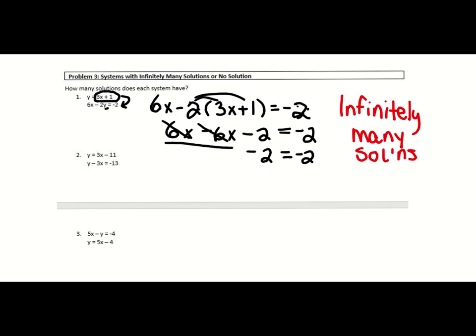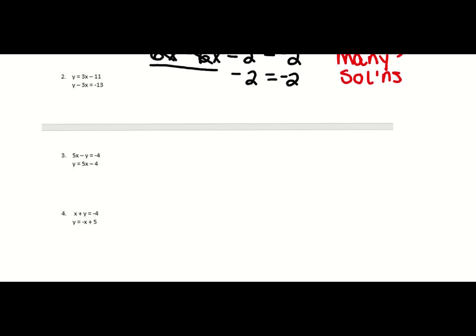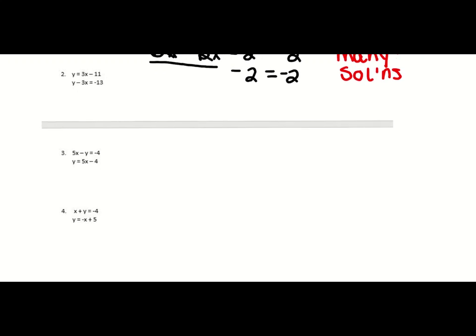Taking a look at number 2. Number 2 says y equals 3x minus 11 and y minus 3x equals negative 13. I'm going to move this up a little bit so that one can become our focus. And we're going to solve this equation the same way we've been solving systems all week. I'm going to use the equation that says y equals 3x minus 11, and I'm going to plug the 3x minus 11 into the other equation. Specifically, I'm plugging it in for y because it's what y equaled.